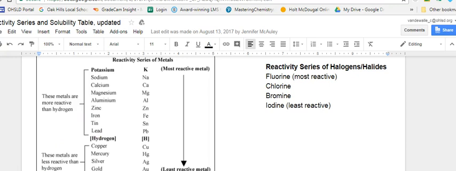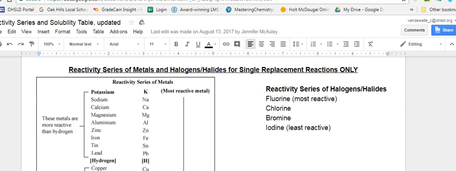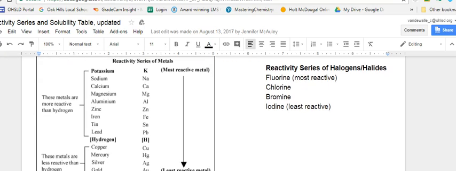So you'll need to scroll down, and this is the second page of that handout. And this is called the activity series of metals and halogens, halides for single replacement reactions only. Okay? And so this is the table that you will have access to on any test. So you'll have a hard copy. You'll get a hard copy of this next time we meet too. And just take a look at this and go back in your memory banks.